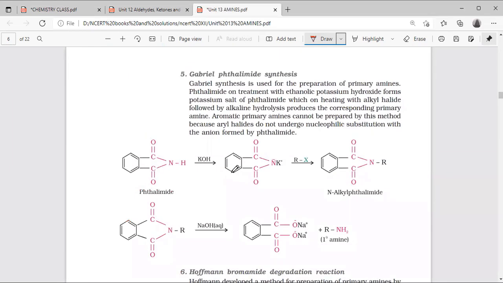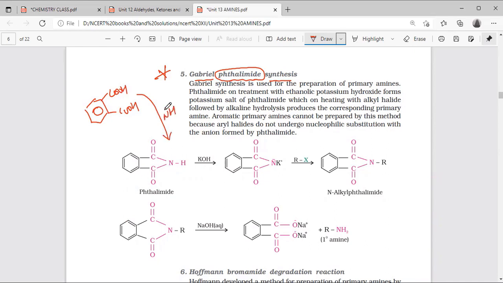Then it is again a named reaction. It is Gabriel phthalimide synthesis. So in the nomenclature, I told you this phthalimide again it will come. Phthalimide, now it came. Phthalic acid has COOH and COOH on a benzene ring. So this is called phthalic acid.